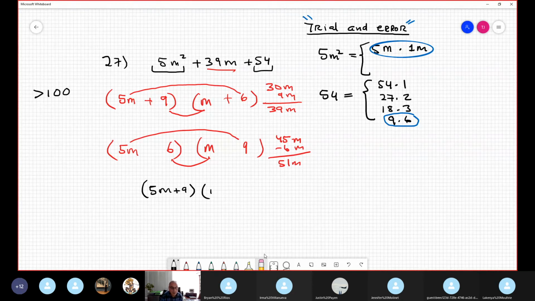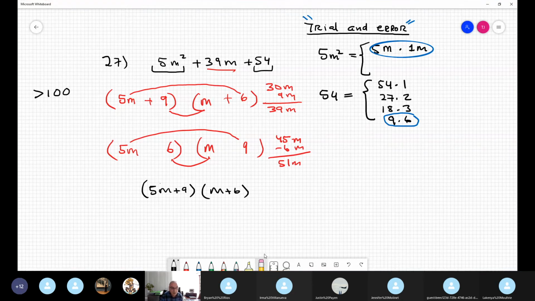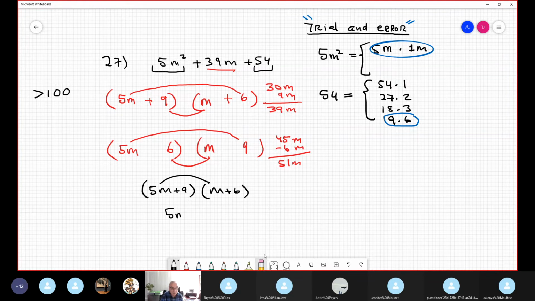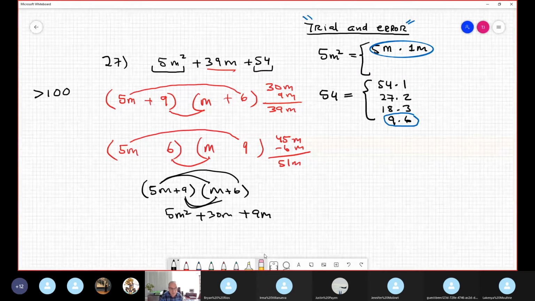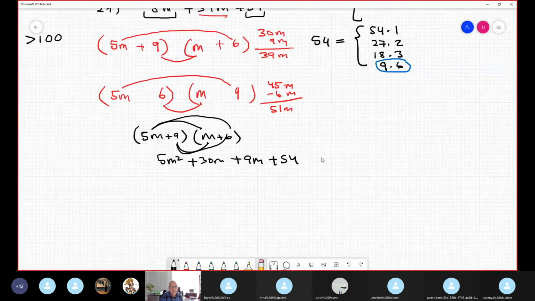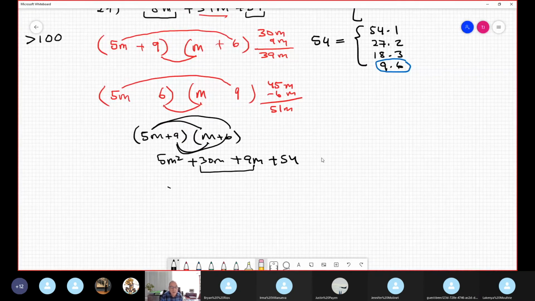Okay. FOIL. This times that, 5M squared. This times that, 30M. This times that, 9M. This times that, 54. And when you combine like terms, 30M and 9M together, 39M.